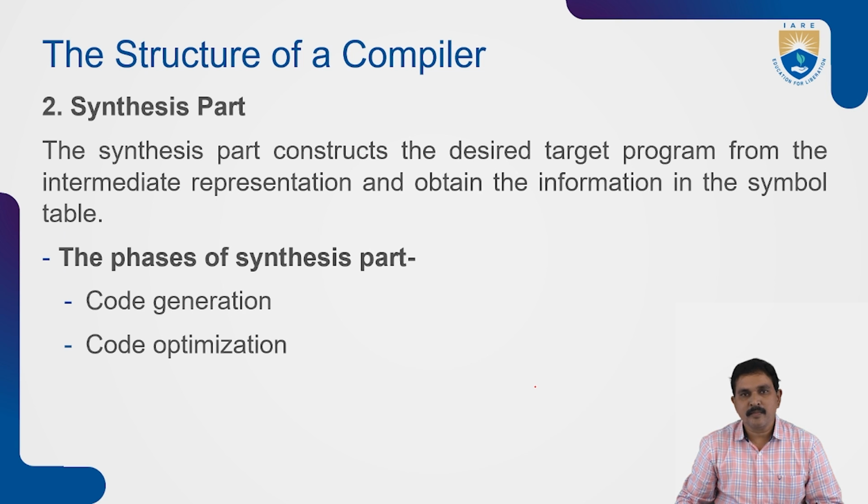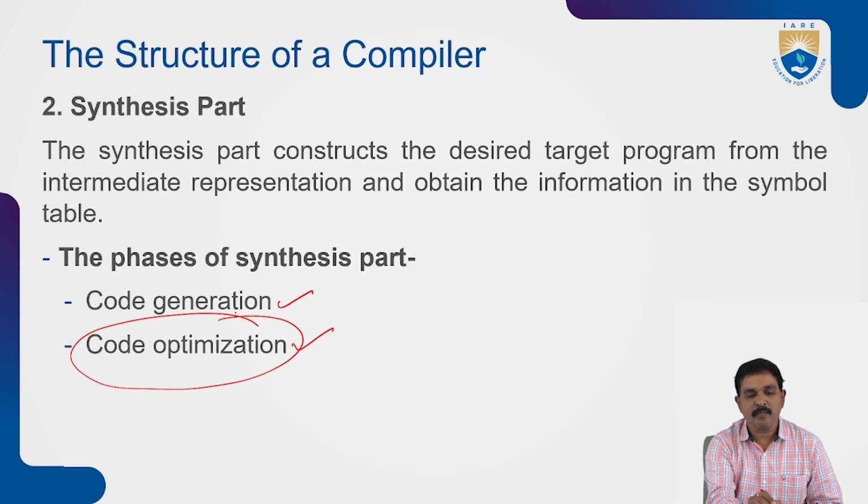So after the analysis part, the remaining phases pending are two: code generation and code optimization. What is the basic idea of code optimization? Every user has their own ideas, and those ideas are implemented to reduce the complexity of the code, in terms of saving memory as well as improving the speed of the code. With respect to that, you may apply code optimization.